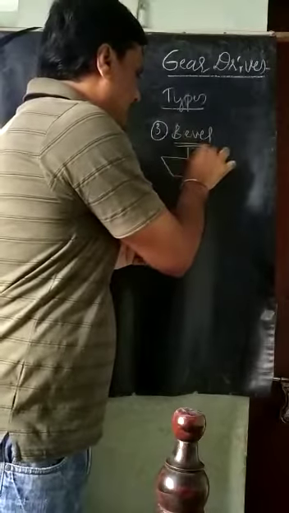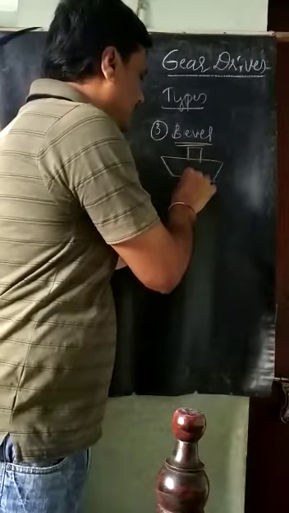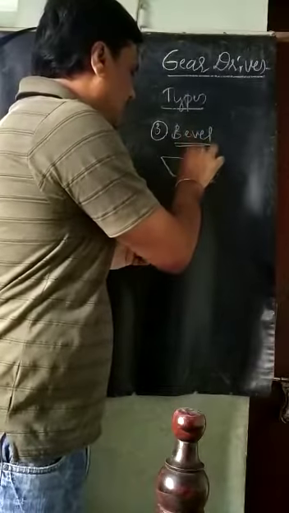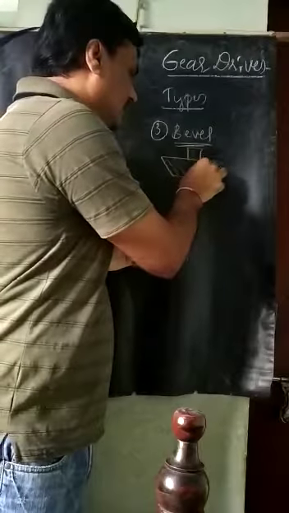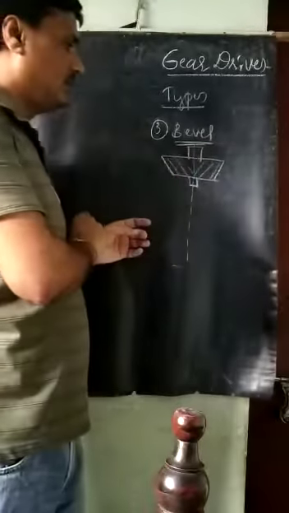This is the axis of this bevel gear here. This is the axis of this shaft here. The bevel gear teeth are there, slanted teeth are there. This is a bevel gear.